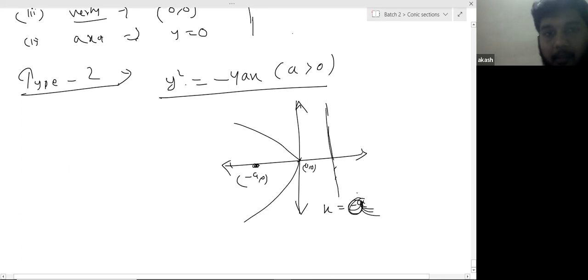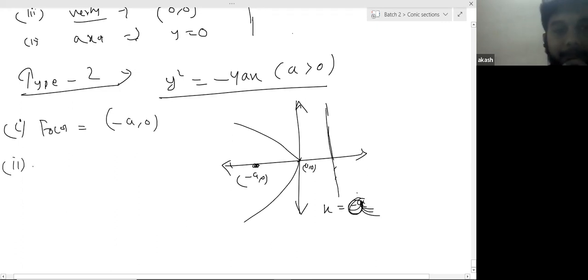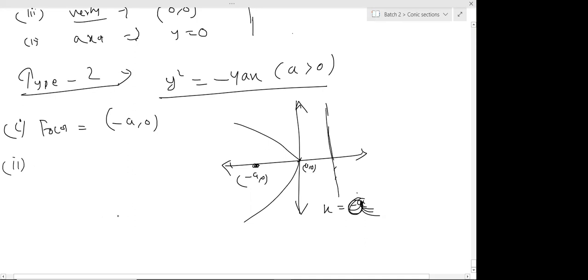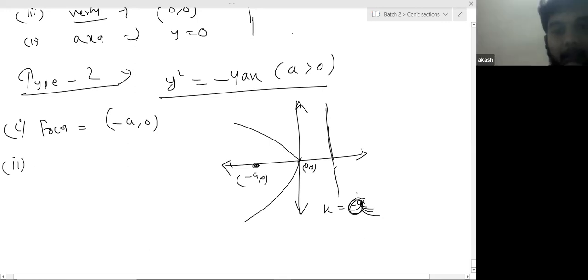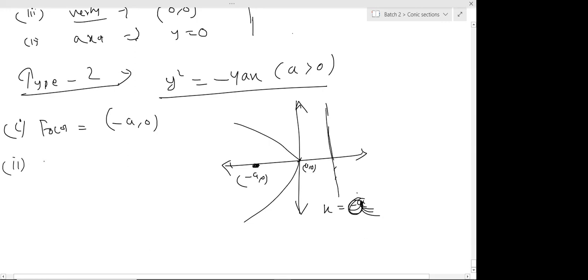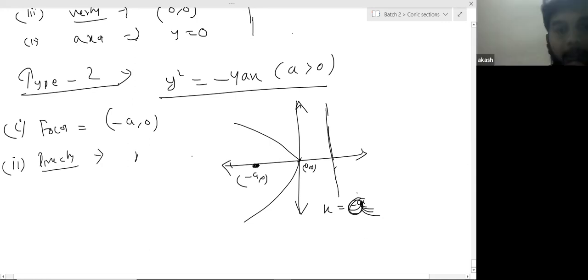If this type of equation is given, then write it down. Focus is minus a comma 0. Atisha, what is the equation of directrix? Not minus a, it is plus a. Directrix will be x equals to a.